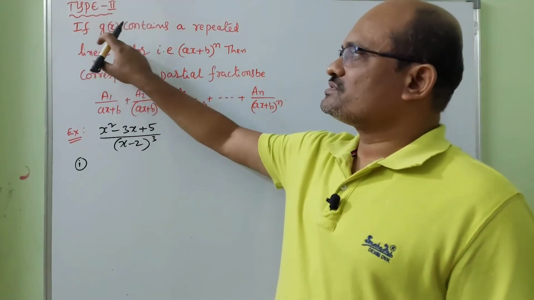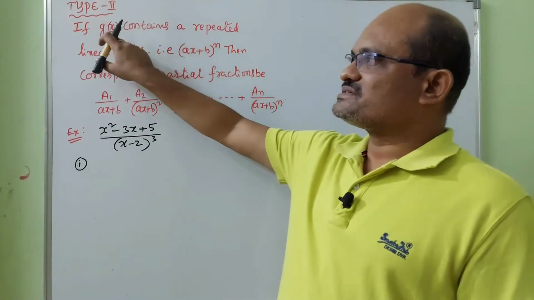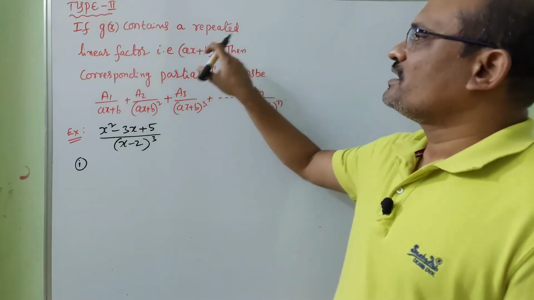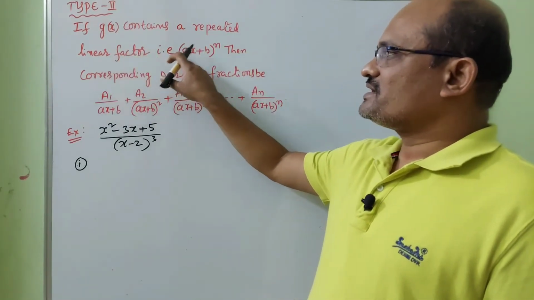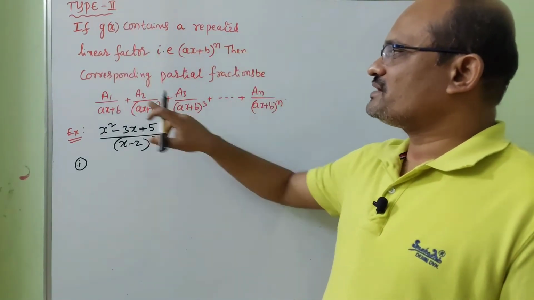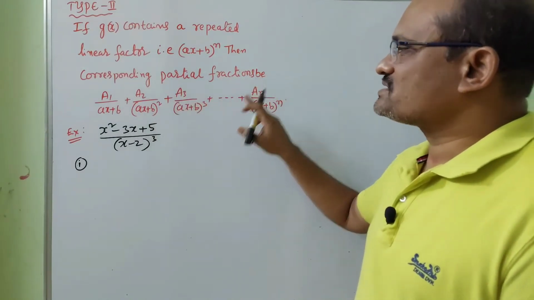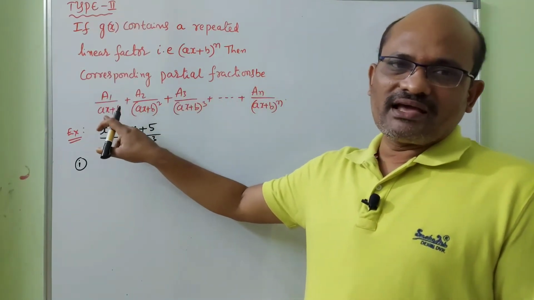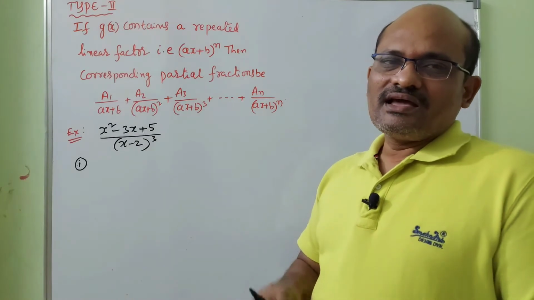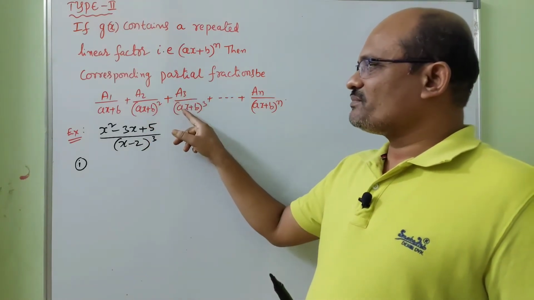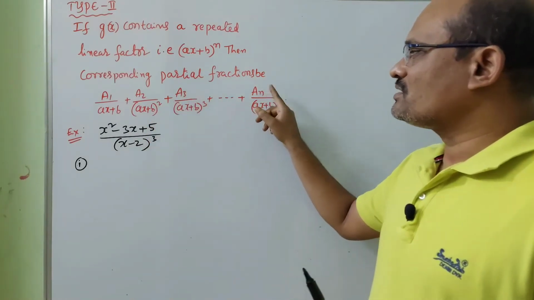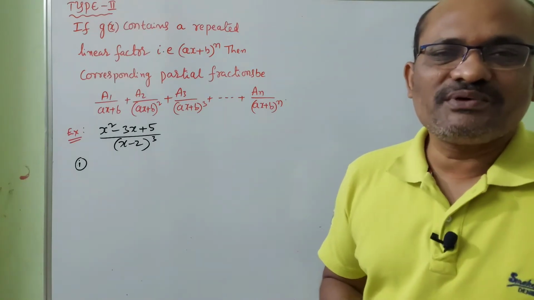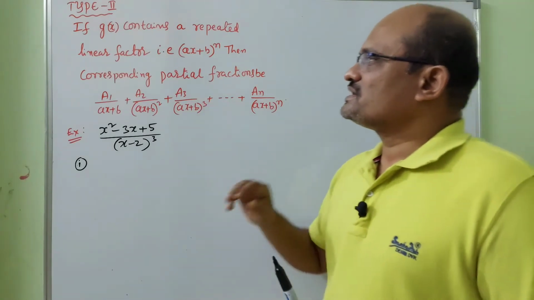Type 2. Suppose g of x contains, that means denominator contains a repeated linear factor, that is ax plus b whole power n. Then corresponding partial fractions can be written as a1 by ax plus b plus a2 by ax plus b whole square plus a3 by ax plus b whole cube plus so on an by ax plus b whole power n.